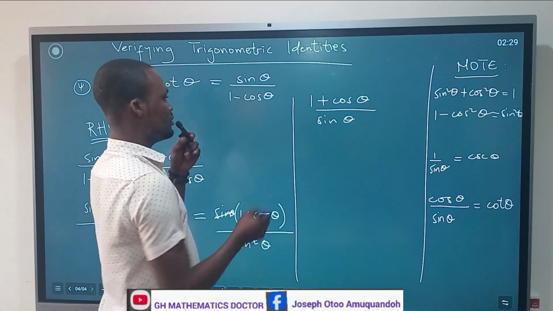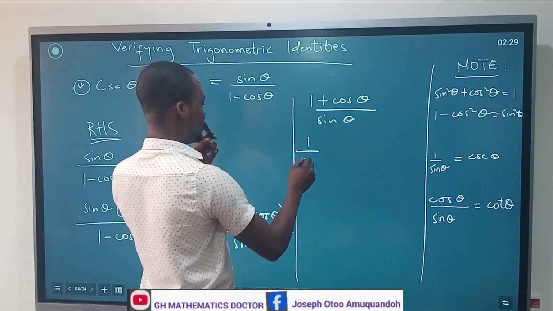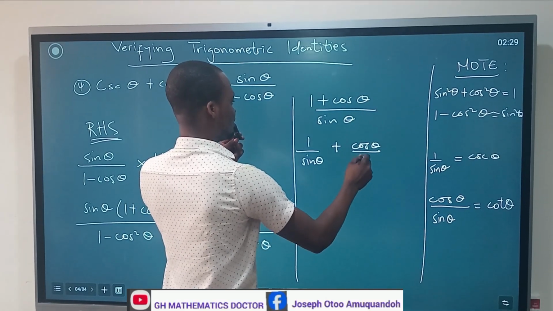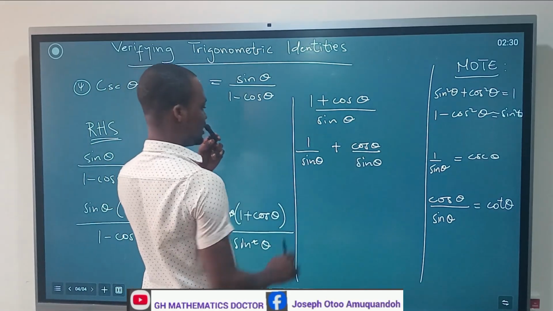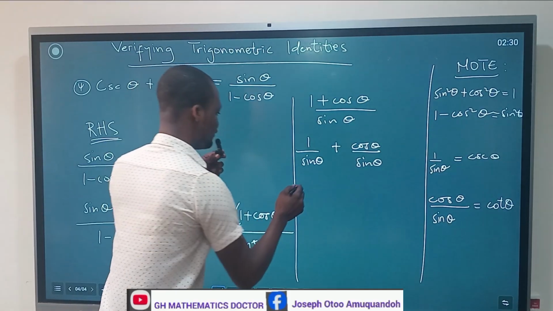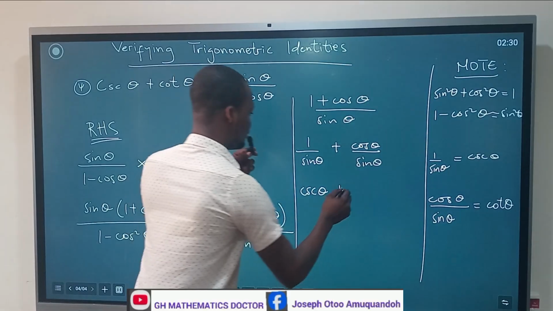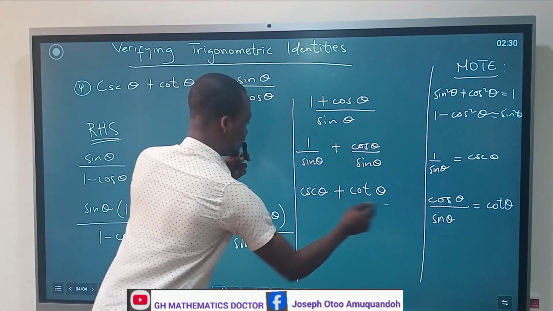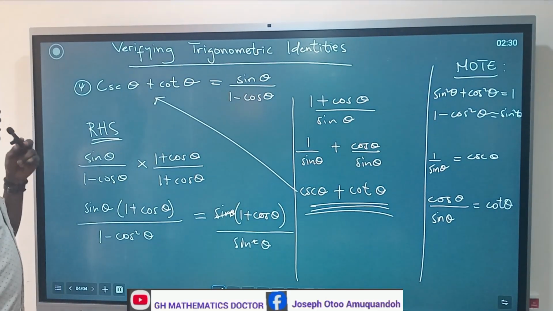So we are going to split the denominator to the numerators. So you are going to have 1 over sin θ plus cos θ over sin θ, because that's a common denominator. According to trig identities, we know that 1 over sin θ will give you cosec θ, then cos θ over sin θ will give you cot θ. So we have gotten the identity at the left hand side, which means they are equal.